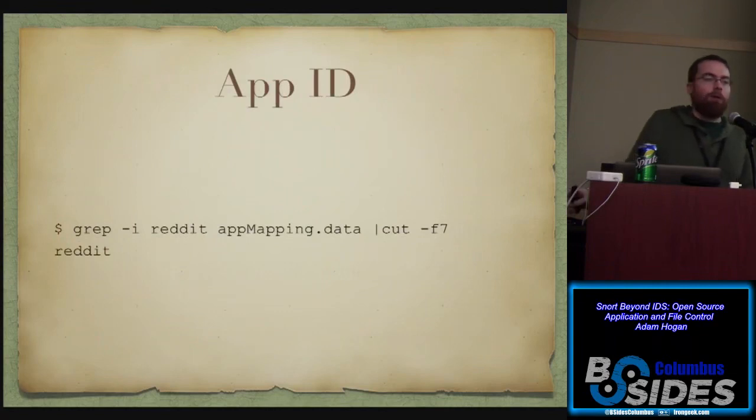So all we need to make sure of is, okay, what is that application identifier called in the Snort database? First we want to check to see if we already have a detector for it, and if we do, what it's called. All I'm showing here is that we're going to search that appMapping.data file. And there's a lot of stuff in there. If we just focus on the seventh column, we're going to have the name, and I'm just saying, okay, search for Reddit, and it comes back and it's just reddit, all lowercase. So that'll do.